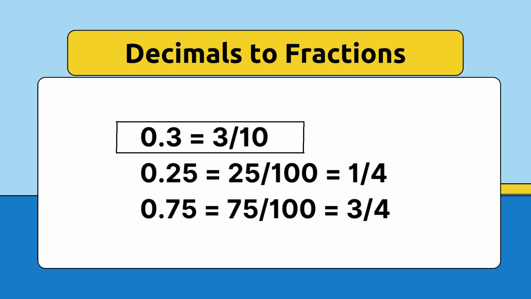So, to write 0.3 as a fraction, the 3 becomes your numerator, the top number. The tenths place value tells you that 10 is your denominator, the bottom number. This gives us the fraction 3/10. So, 0.3 is the same as 3/10. Another example, 0.25 means 25 hundredths, or 25 over 100, which simplifies to 1/4.